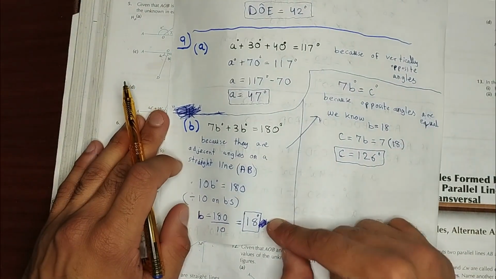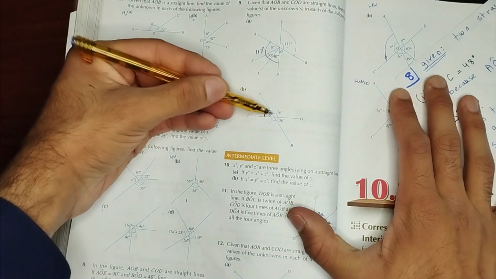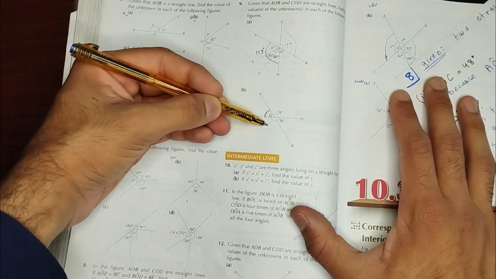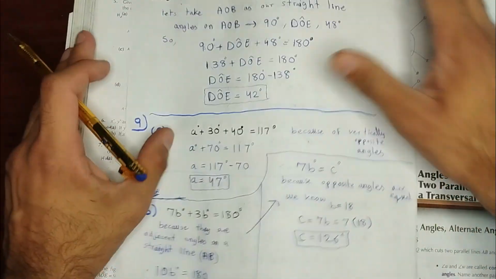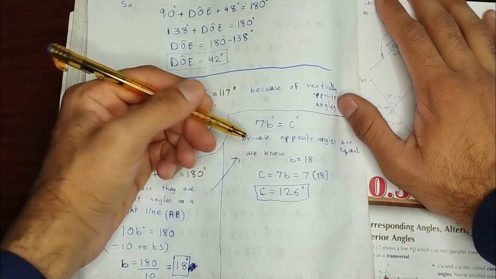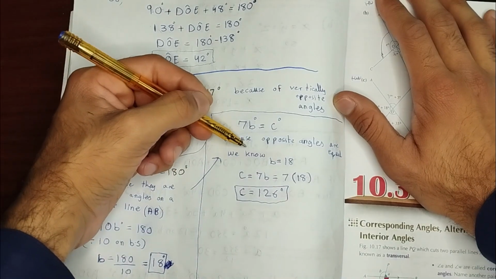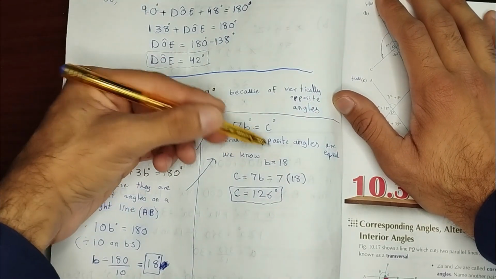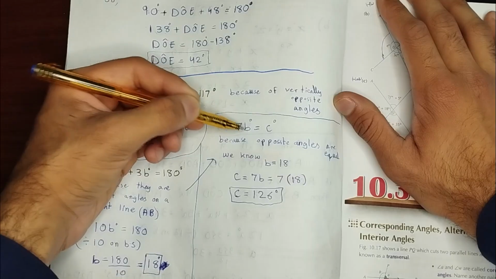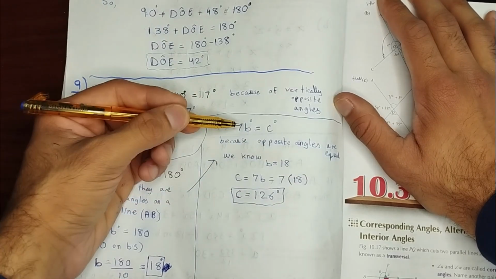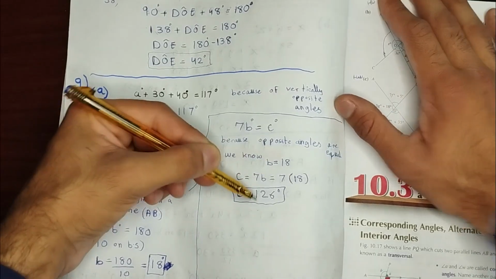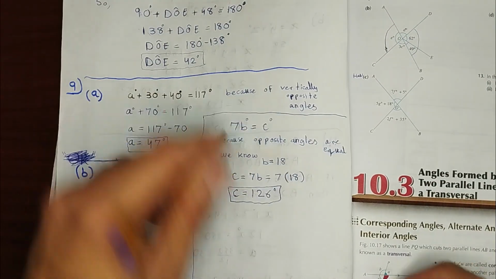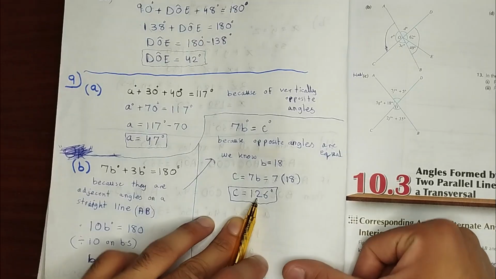Once I know the value of B, I can easily find the value of C. Why? Because take a look at this. 7B is equal to C. They are vertically opposite angles. So 7B is equal to C because they are vertically opposite angles, and opposite angles are equal. We know the value of B, so I'm going to just put the value of B in this equation, and I will easily be able to find the value of C. C is equal to 7B, so 7 multiplied by 18 will give me what C is.